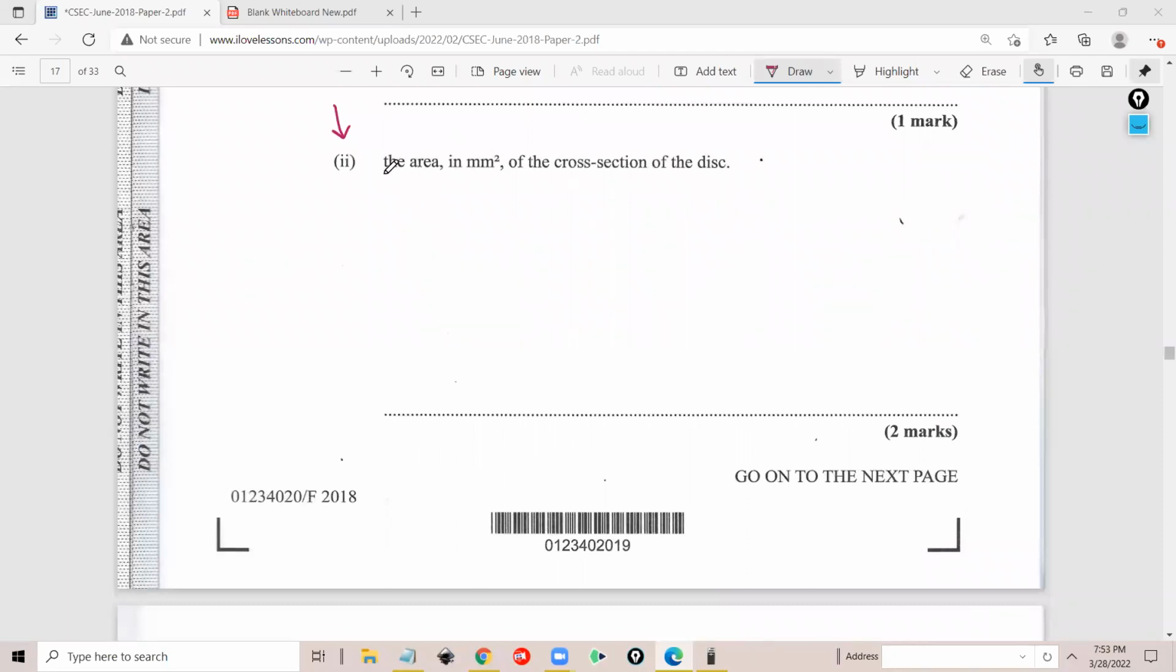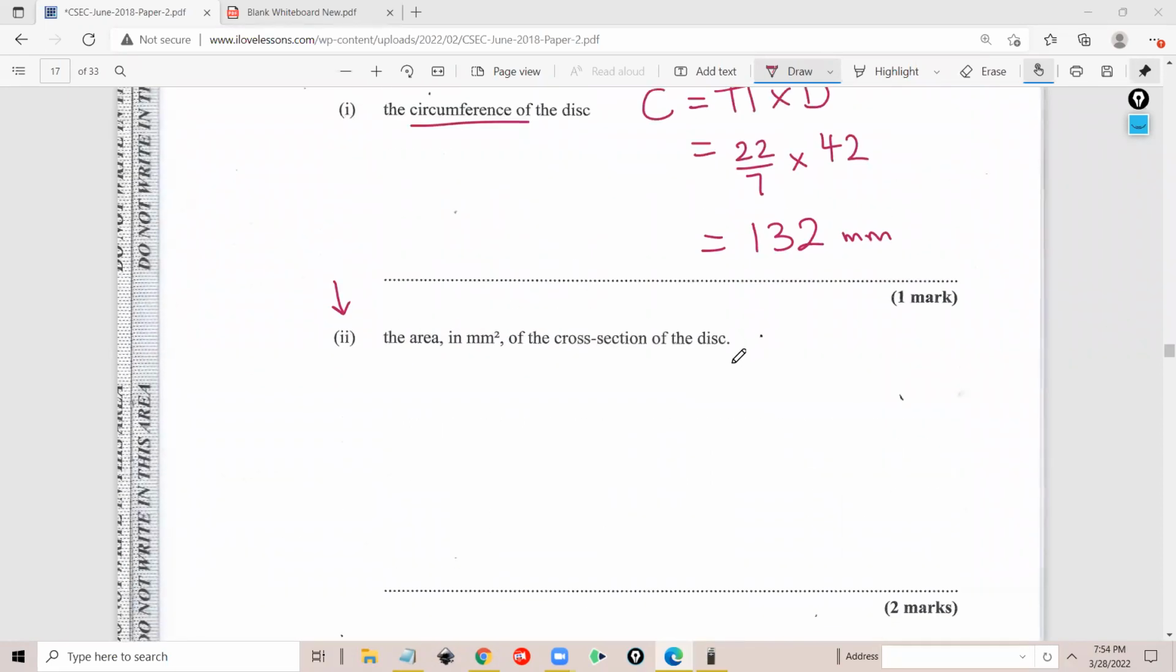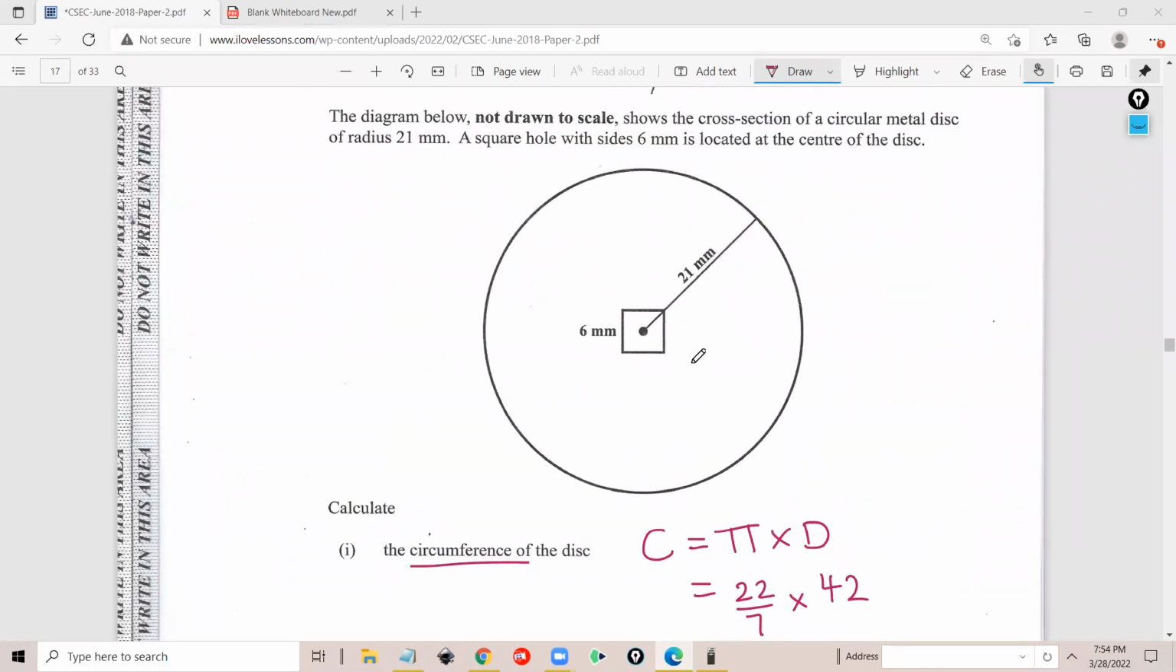They want you to find the area in millimeters squared, right? So we need a diagram to work this out. So I'm just going to scroll upwards to do this question and use the diagram. So let's find the area of the full circle. Let's pretend that the piece in the middle is not missing right now. How do you find the area of a full circle?